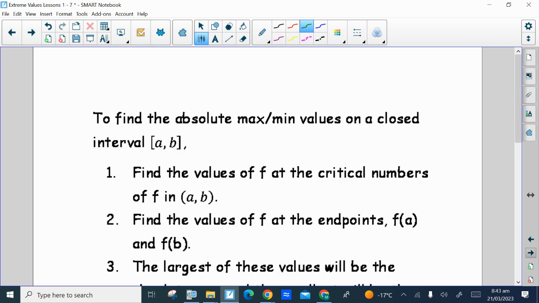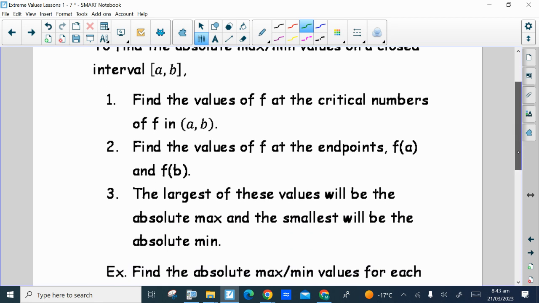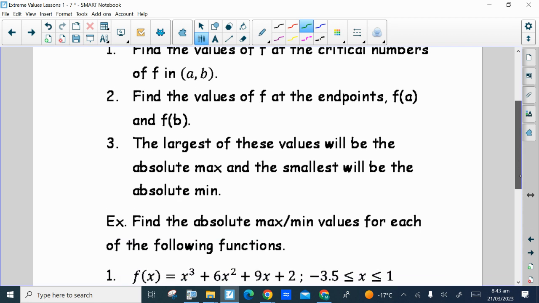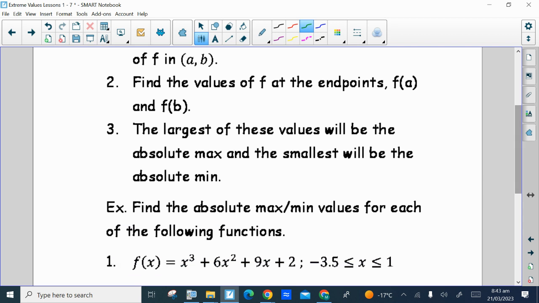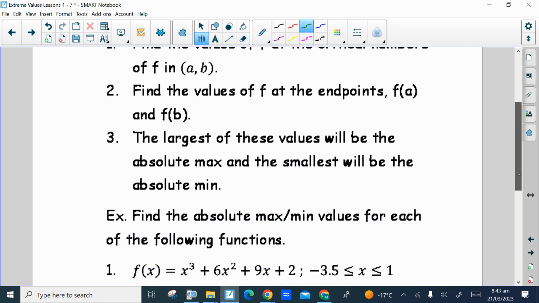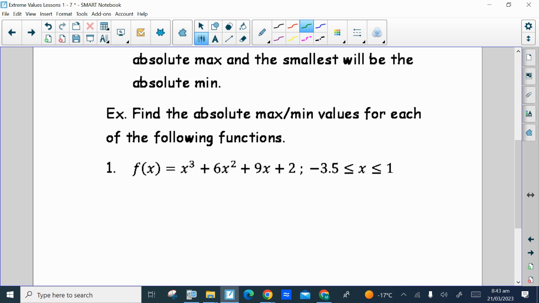So to find the absolute maximum values on a closed interval from A to B, we find the values of f at the critical numbers of f in the open interval from A to B. We also find the values of f at the endpoints, f at A, f at B. The largest of these values will be the absolute max, and the smallest will be the absolute min. So this will come when you have a closed interval. So instead of just being given an equation, you're going to be given an equation and a domain.